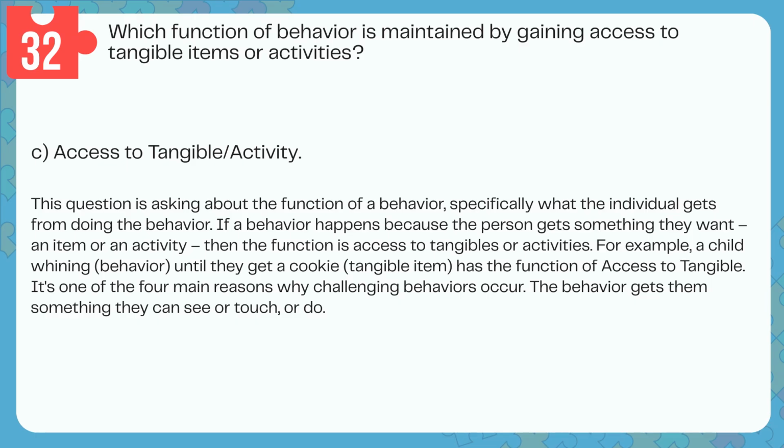Answer: C. Access to tangible/activity. This question is asking about the function of a behavior, specifically what the individual gets from doing the behavior. If a behavior happens because the person gets something they want, an item or an activity, then the function is access to tangibles or activities. For example, a child whining, behavior, until they get a cookie, tangible item, has the function of access to tangible. It's one of the 4 main reasons why challenging behaviors occur. The behavior gets them something they can see or touch, or do.